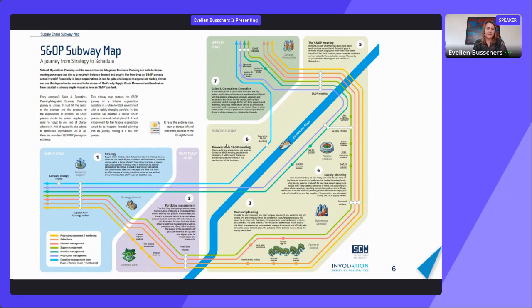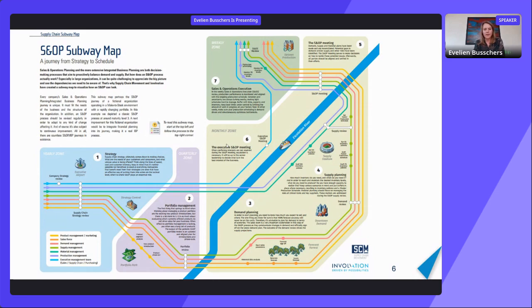So in this case, it's all about the strategy. So every function, here we see this first big station. Every single function in this case is involved in the supply chain strategy review, which is based on the overall company strategy. Then we can move on to the purple zone, which is the quarterly zone.